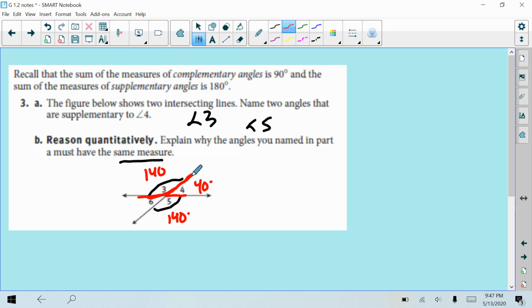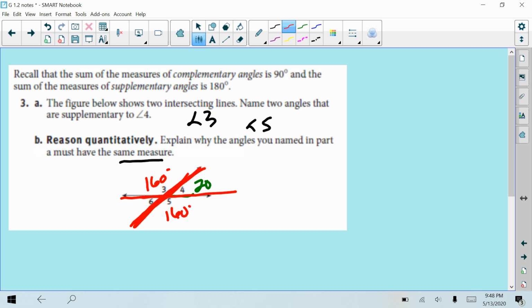140. This will work for any number I pick because you can't just make up numbers. I'm just showing you so that you have an idea in your head. If this is 20 degrees and 3 and 4 together make a straight line for 180 degrees, 180 minus 20 is 160. What about angle 5 here? Well, 4 and 5 make a straight line, 180 degrees, so that would have to be 160 with 20.